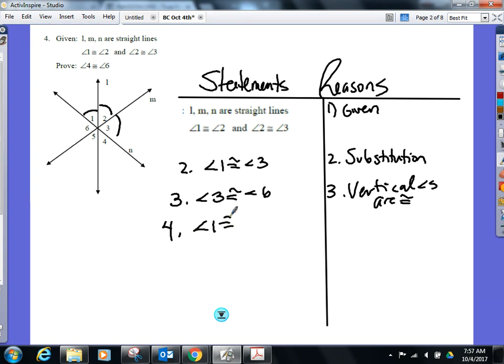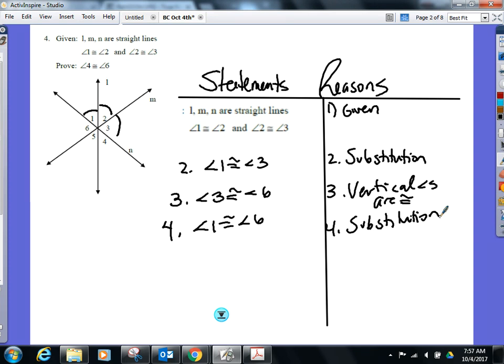And what did you just do again? You did substitution. Do you see how many times you're substituting here? You're just not doing it once to get here. I need to see all those substitutions. Okay, I got 1 congruent to 6, but I need to get 4 congruent to 6. We're almost there. Any other pair of vertical angles up there that'll help me out?